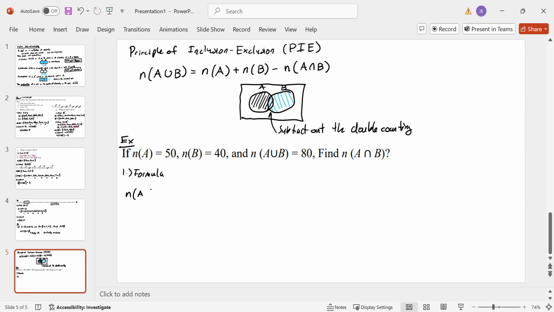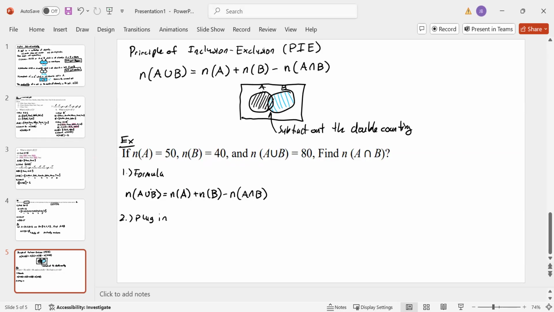So we use our formula: the union equals the sum of the sets minus the intersection. The key thing is don't get these mixed up. Don't put the union and the intersection backwards. I've seen people do that. You just have to memorize the formula. And then step two is to plug in.